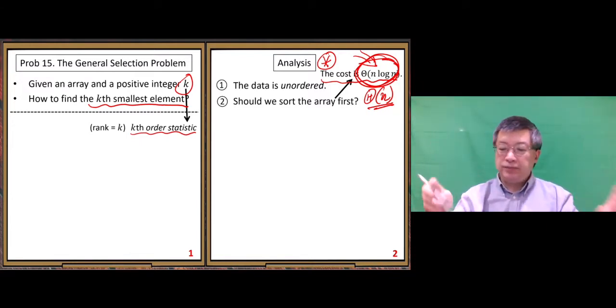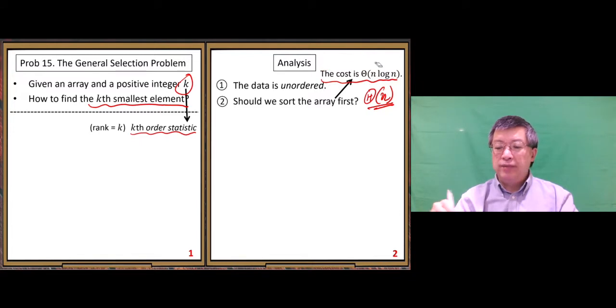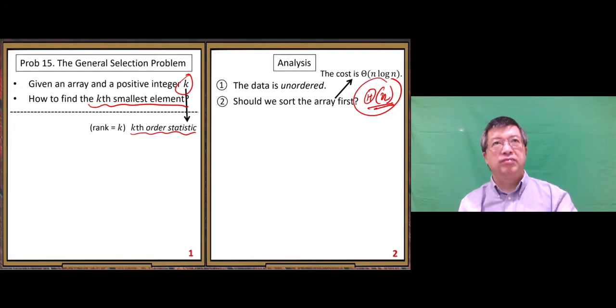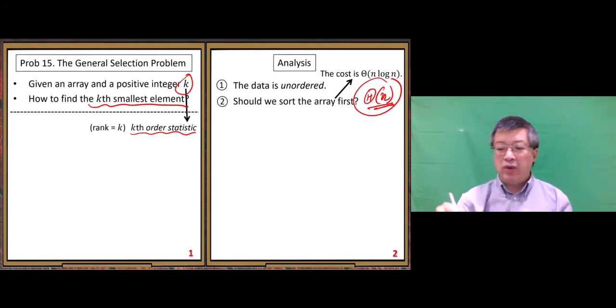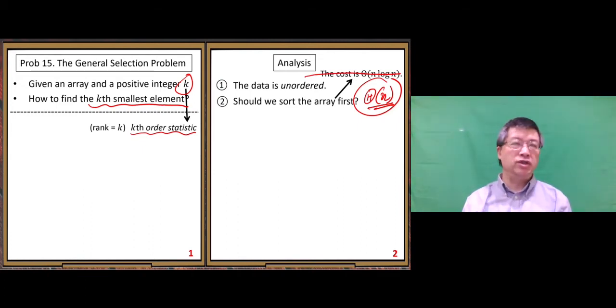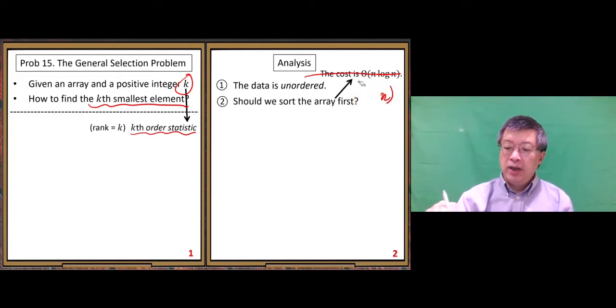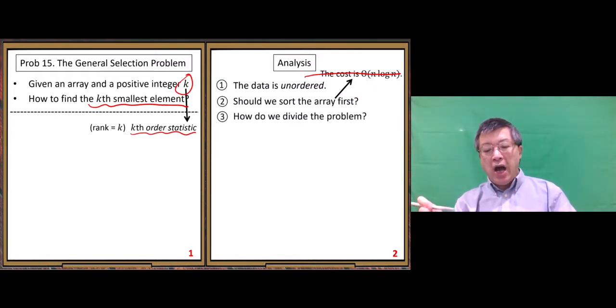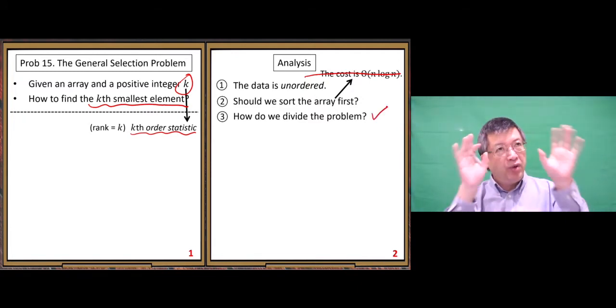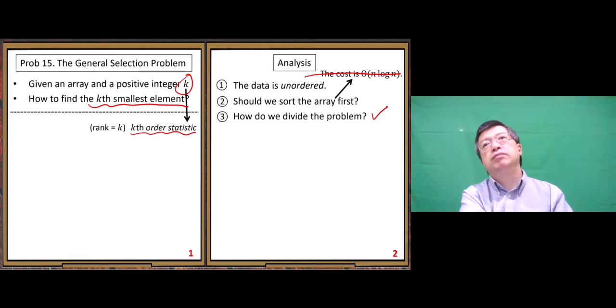So the same reason. But for this one, we target this performance. So that's why we want to avoid the sorting step. We cannot do the sorting step. All right. Next, how do we divide the problem? That's the most important problem for this question. If we can answer this question, then we pretty much solve this problem.